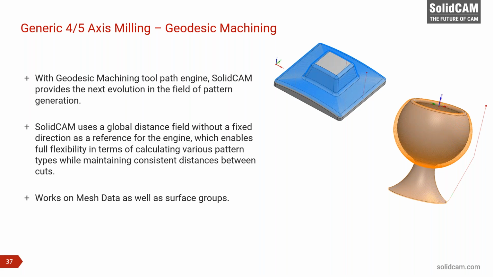Since our generic machining works only on surface, we only take the surface groups as an input when we use the exact one. But in geodesic, it allows you to do both mesh as well as surface.